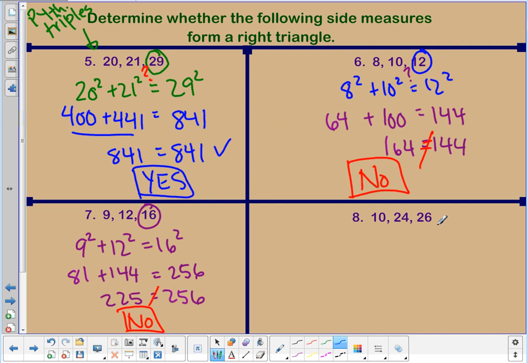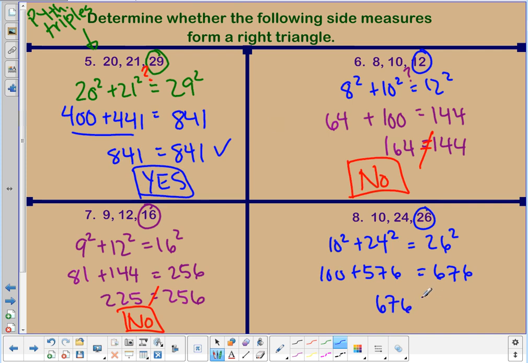And one more practice question of these. 26 would be my largest side. So I've got 10 squared plus 24 squared is equal to 26 squared. And I want to ask myself if that's true. That's 100 plus 576 equals 676. And this time, 676 equals 676. That is true. So your answer here is yes. They do make a triple.